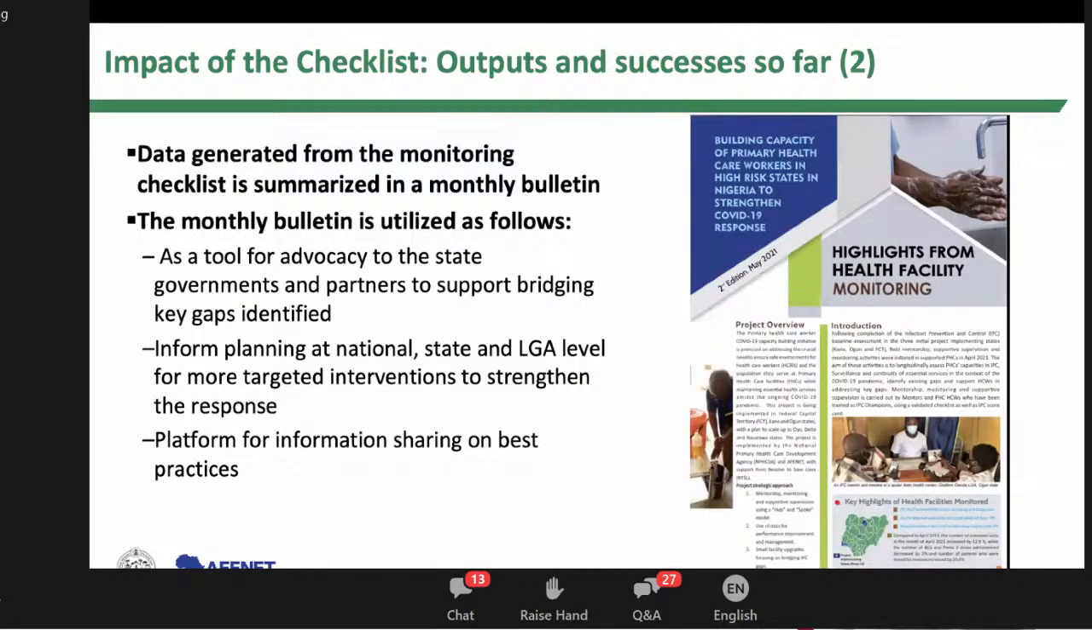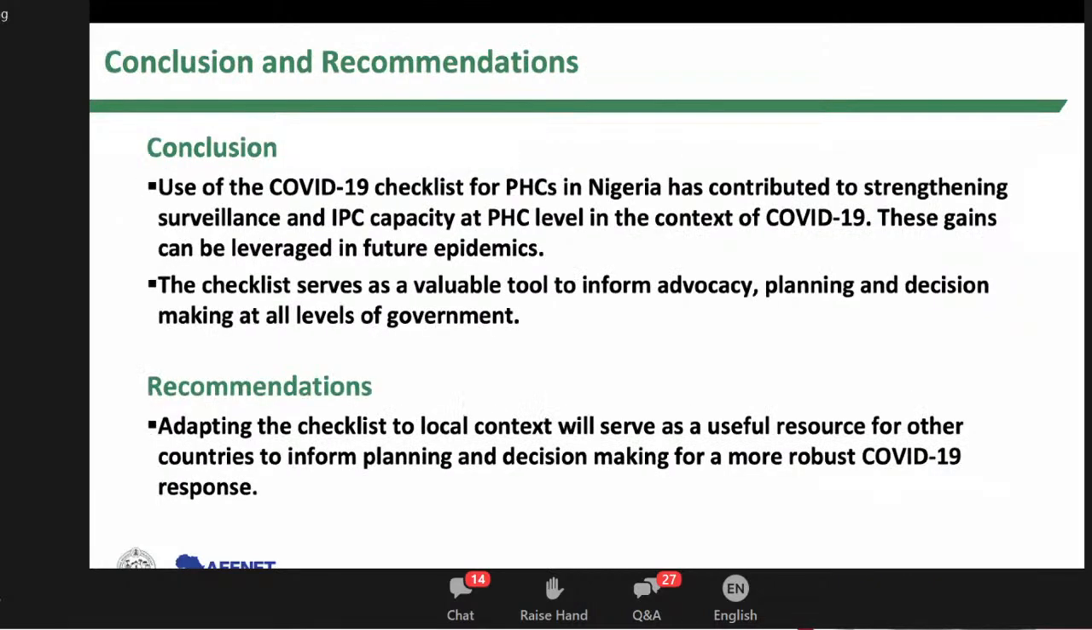Still on the impact, the data generated from the monitoring is summarized in a monthly bulletin. The bulletin is utilized as follows. It is a tool for advocacy to the state governments and partners to support bridging key gaps identified, and the data also informs planning at national, state, and LGA level for more targeted intervention to strengthen the response, and a platform for information sharing on best practice. And this is the bulletin, as indicated.